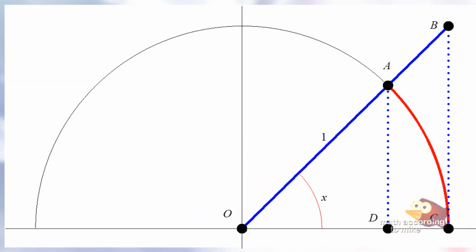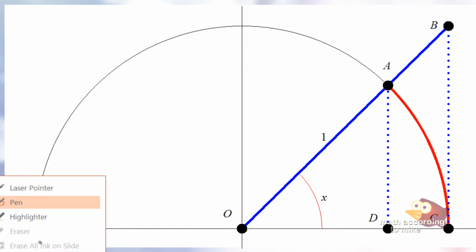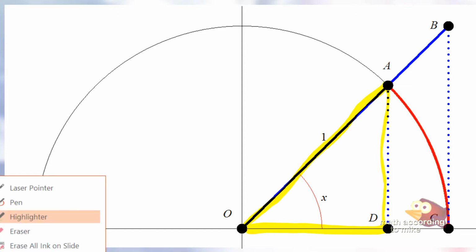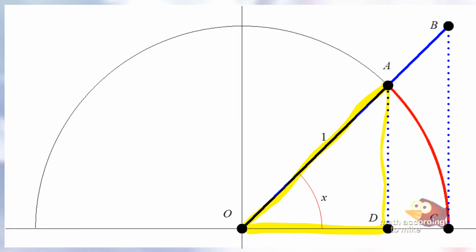By looking at the drawing here, the area of OAD, let me highlight this for you. Highlighted. The area of OAD, this triangle, which by the way is a right triangle, is less than the sector OAC. So notice that the triangle sits inside this wedge here.